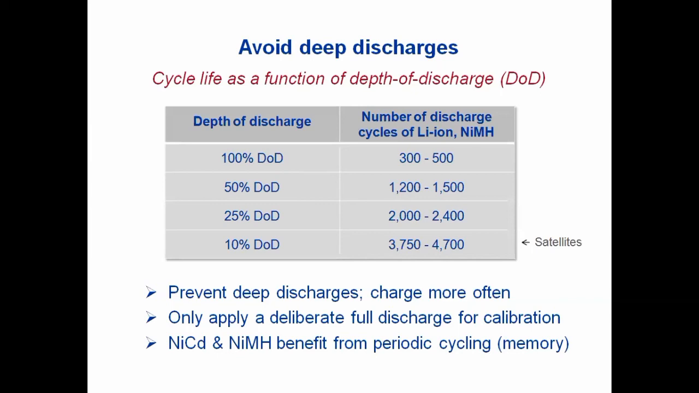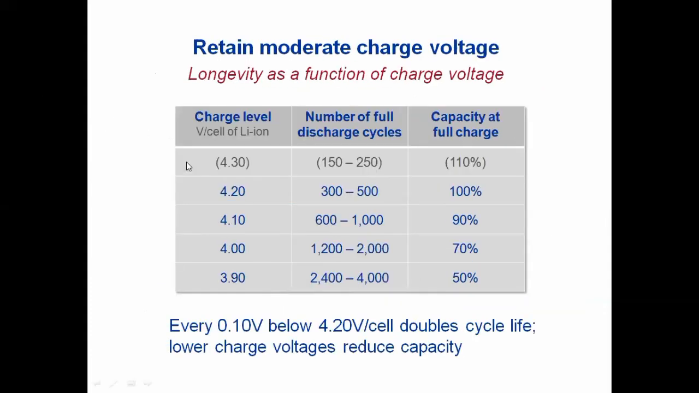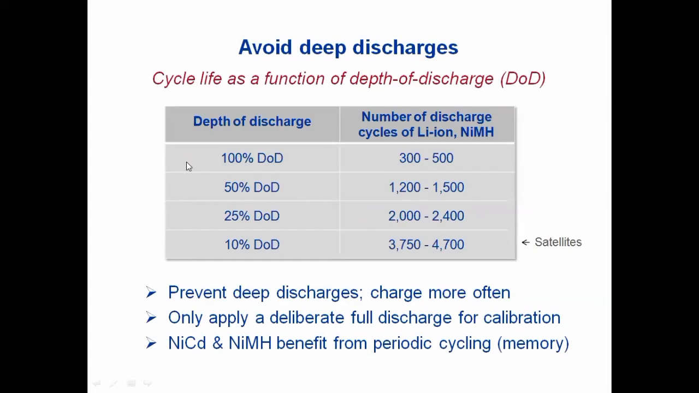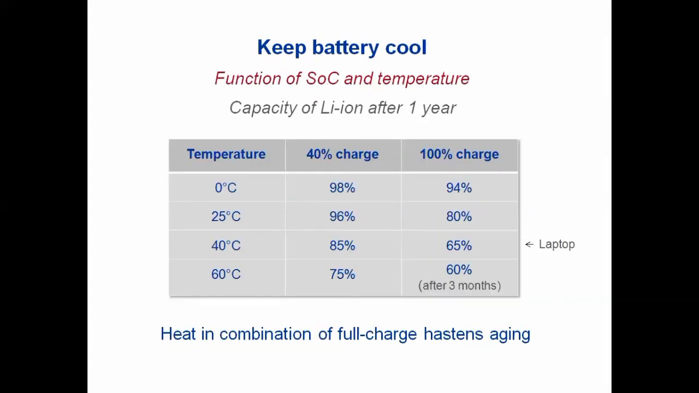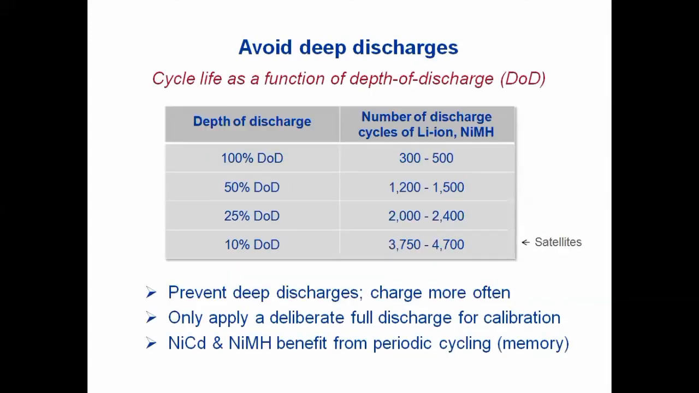Upon full depth of discharge, we are decreasing the number of discharge cycles of the batteries. To prevent deep discharges, we have to charge more often. Only apply a deliberate full discharge for calibration. Nickel cadmium and nickel metal hydride benefit from periodic cycling.